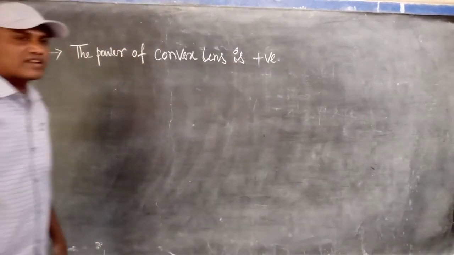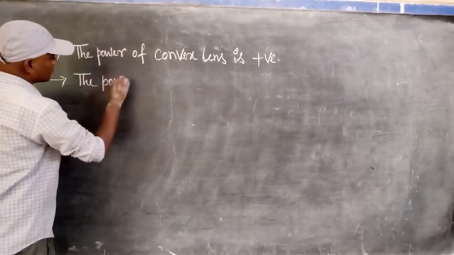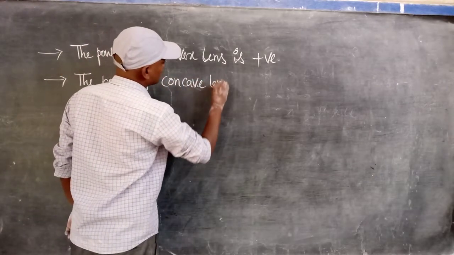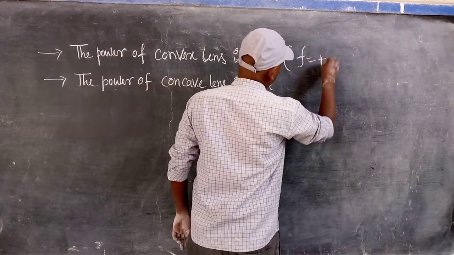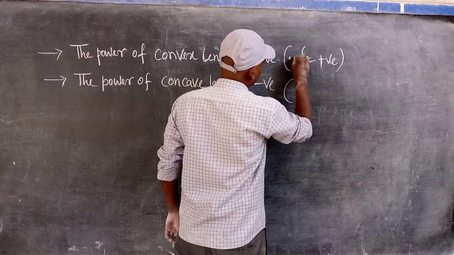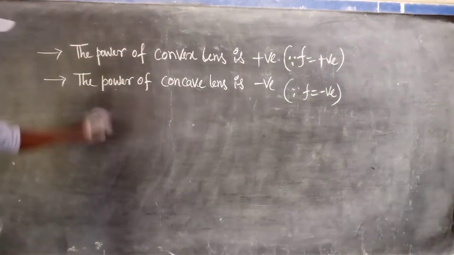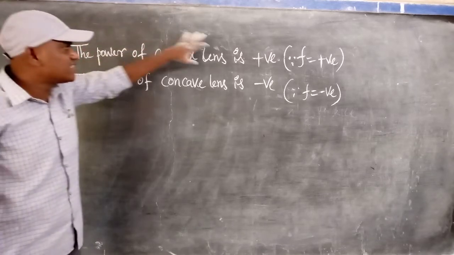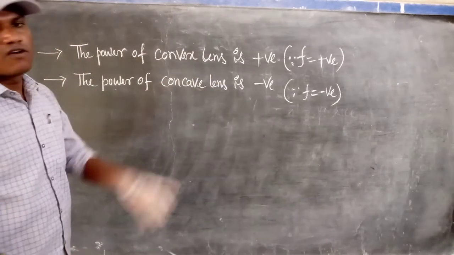The power of a convex lens is positive. The power of a concave lens is negative, because F is positive here and F is negative there. We already know very clearly the focal length of the convex lens is always positive. The focal length of the concave lens is negative. So the power of the convex lens is always positive. The power of the concave lens is always negative, based on their focal length.